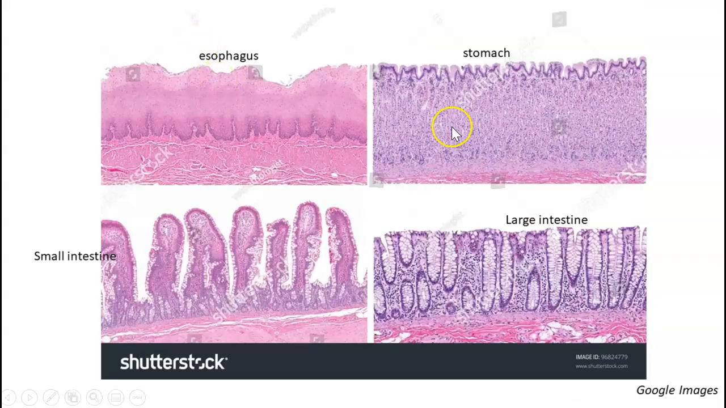Here are tissue samples that you'll need to identify: esophagus, stomach, small intestines, and large intestines. Here you can see the esophagus. You can really see on this picture the stratified layers that form in there. And this top layer is the stratified squamous epithelial tissue.